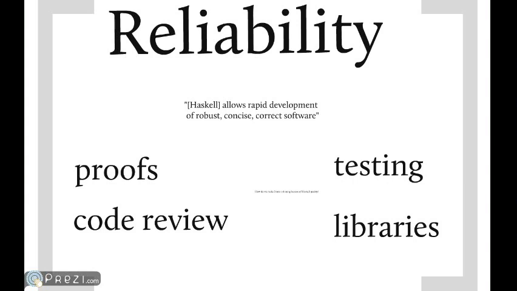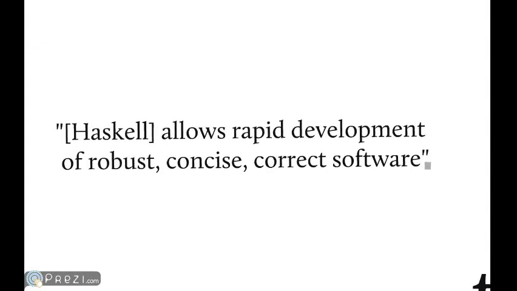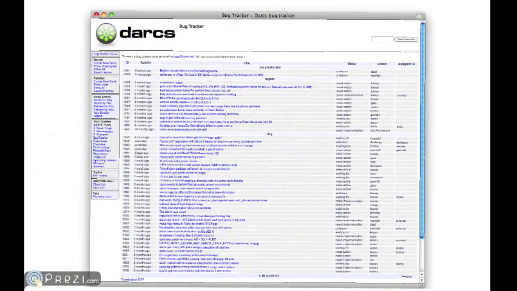The thing is, darcs is written in this language Haskell, and we really love Haskell. It's a great language. It makes life better in a lot of ways, and allows us to feel very confident about the kind of code we're writing, right? And this is the kind of thing that the Haskell community likes to say. So, for example, in the Haskell wiki, we have a quote like: Haskell allows rapid development of robust, concise, correct software. That's great, and it's true. I really buy into this.